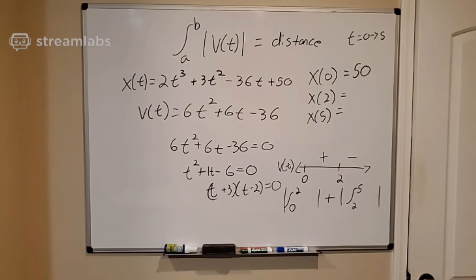Why is it 0 to 2 plus 2 to 5? Because we're trying to find the distance traveled, and I'll show you in a second why. Where'd you get those numbers? I can do it for you. I'll pull up the calculator. Well, that's what I'm doing. I'm just putting it in the calculator right now. So 2, so that's 16 plus 12 minus 72 plus 50. And it's 6. Nice try, Thomas.